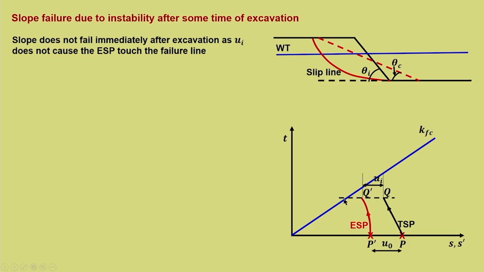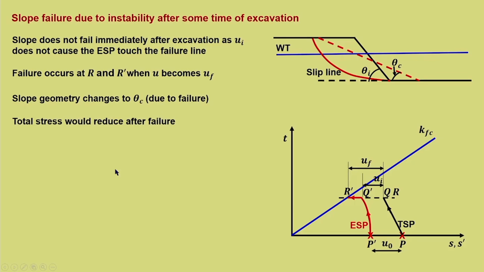Now, U I has not caused the failure. Failure occurs at R and R dash when U becomes the value of UF. This is the point R, and as the pore water pressure starts increasing, this is not the final equilibrium value. As the pore water pressure increases, it touches the failure line at R dash, which corresponds to the value UF. So, UF is the value which causes the failure at R dash, and then the slope changes its geometry from theta I to theta C due to failure.